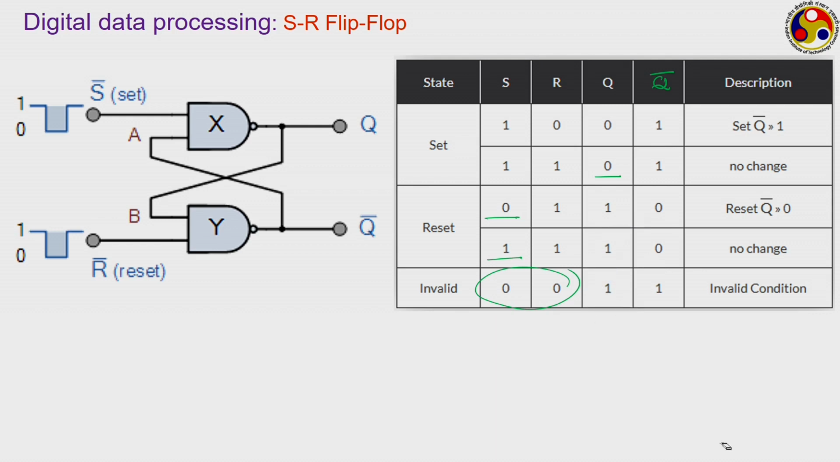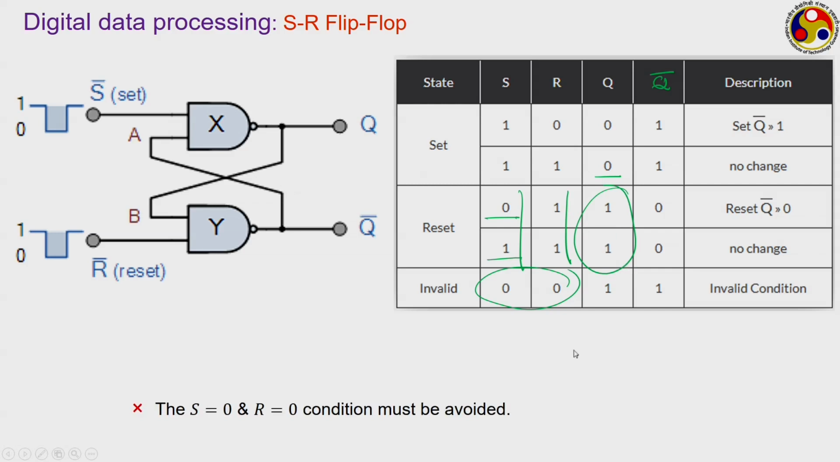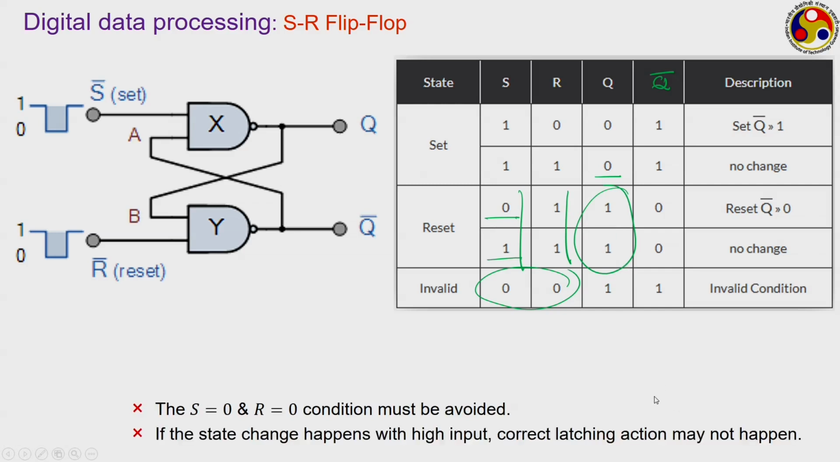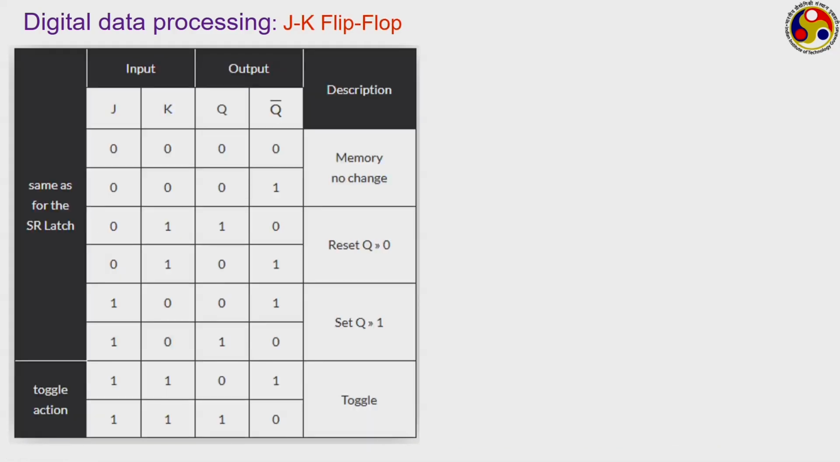Like initially here reset continues to be 1, so a change in the S value does not alter the value of this Q. But the problem with SR flip-flop is both 0 conditions must be avoided, and if the state change happens with high input, correct latching action may not happen. That is why people go for JK flip-flops. In JK flip-flop we have removed that option. Here we can remove that disadvantage.